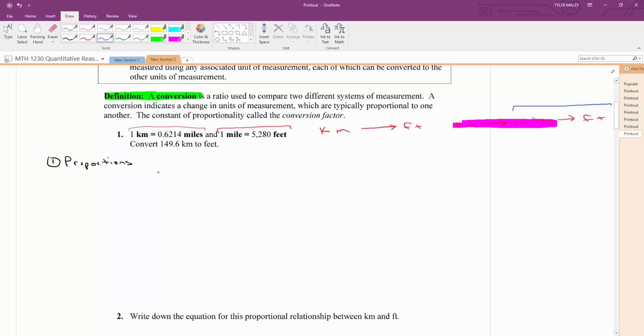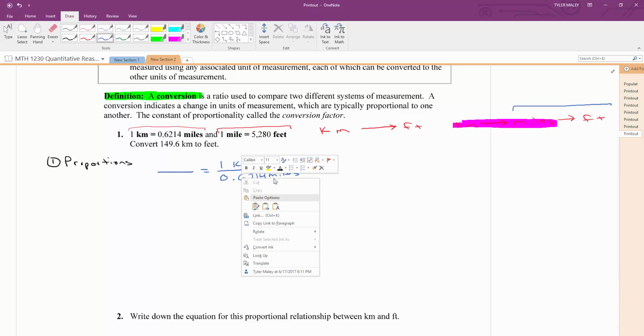Alright, so remember, set up a proportion. We're comparing two fractions, two ratios. So off to the side, you might write kilometers and miles, just to help us keep track that miles are on the bottom and kilometers are on the top. On either the left or the right hand side of the equal sign, you're going to want to write your conversion fact. So I know that 1 kilometer is equal to 0.6214 miles.